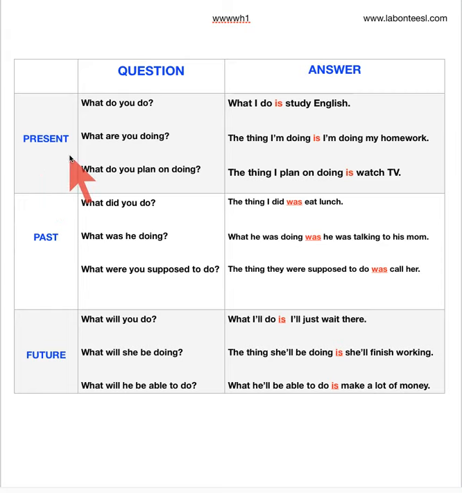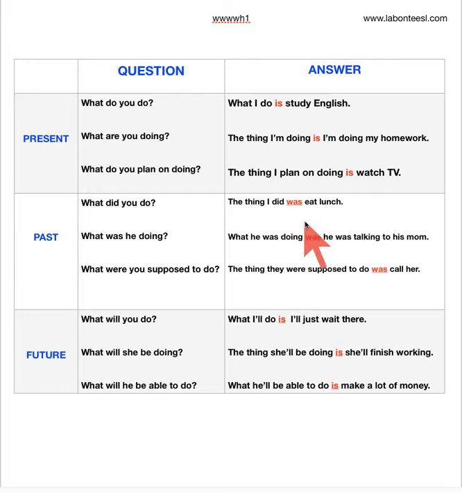One other thing I wanted to point out to you is this. This is the question and this is the answer. These are questions in the present. And as you see here, the connection here is in the present. What do you do? What I do is study English. What are you doing? The thing I'm doing is I'm doing my homework. You see, these are the present tense. When it goes to the past tense, what did you do? The thing I did was eat lunch.